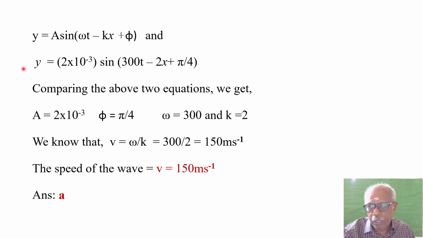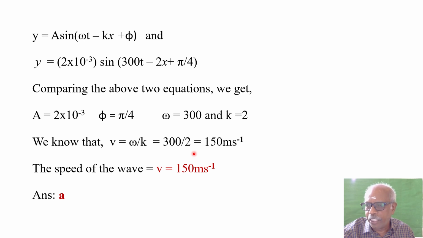We get the value of A as 2 × 10^-3, the value of φ as π/4, the value of ω as 300, ωt is 300t, and the value of k as 2, minus kx, minus 2x. So k is equal to 2. You know that the velocity of the wave is given by the formula ω/k. What is ω? 300. What is k? 2. That is 150 meter per second.